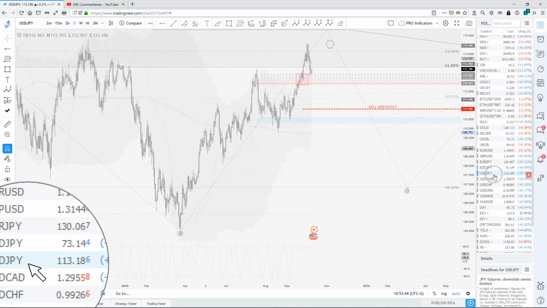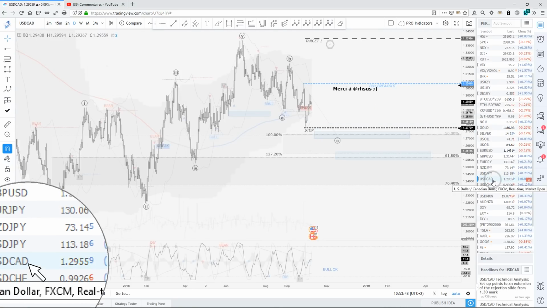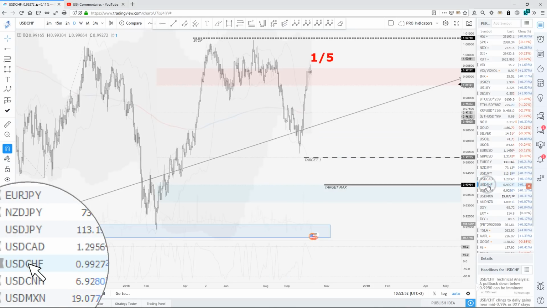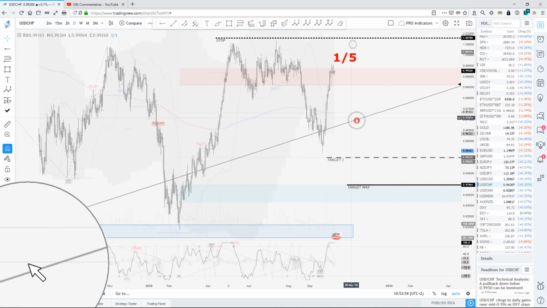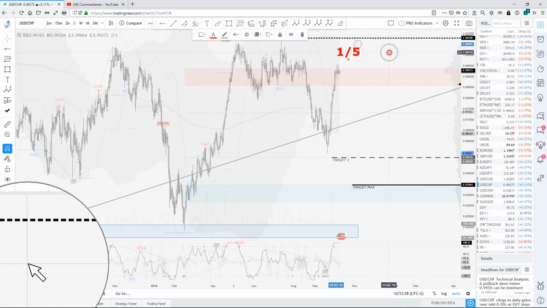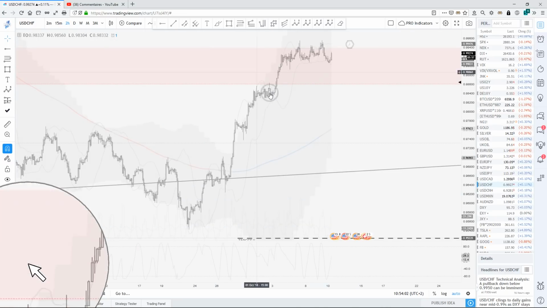USD yen, I remain bearish. USD CAD, I still for now don't trade this one. I'm waiting for the breakout entry. USD CNH is going to be a new scenario. This one I'm watching closely. Probably going to be raised to 2-on-5, so probably a first speculative entry to come in the next few days. We're right into the red area.